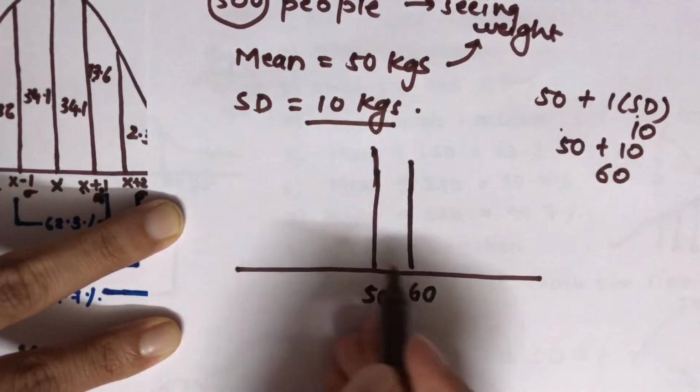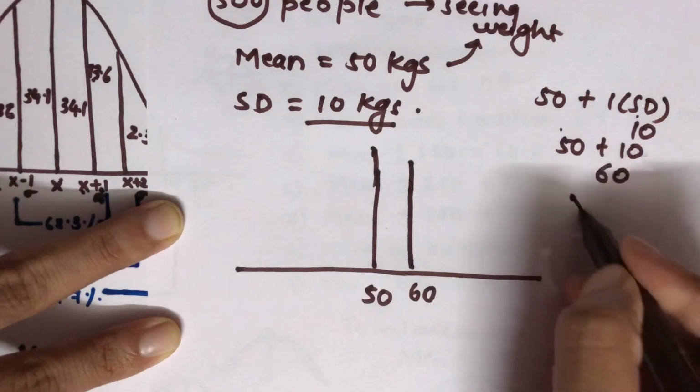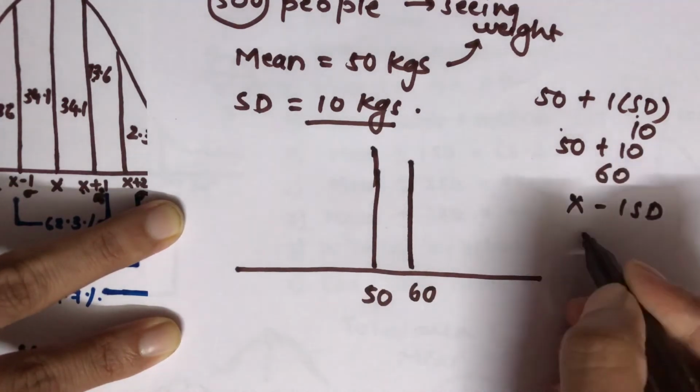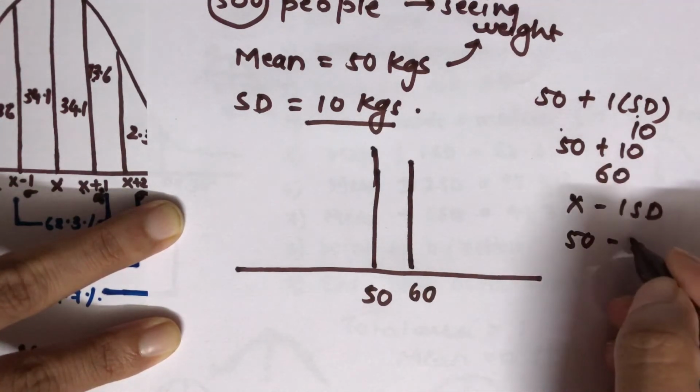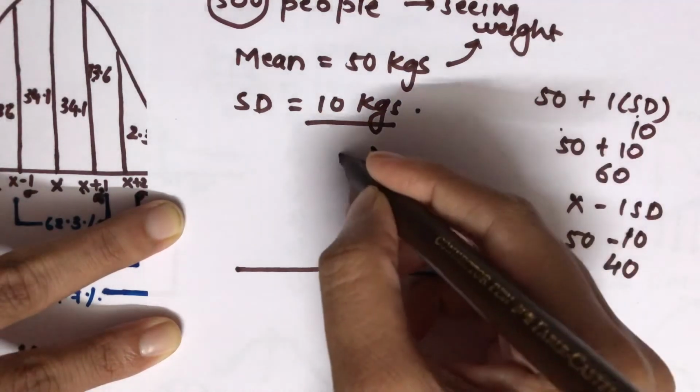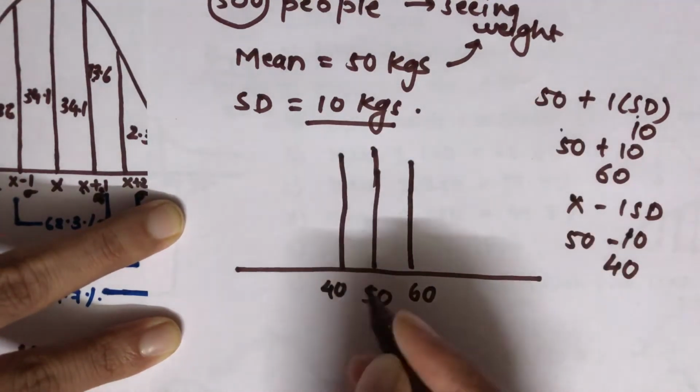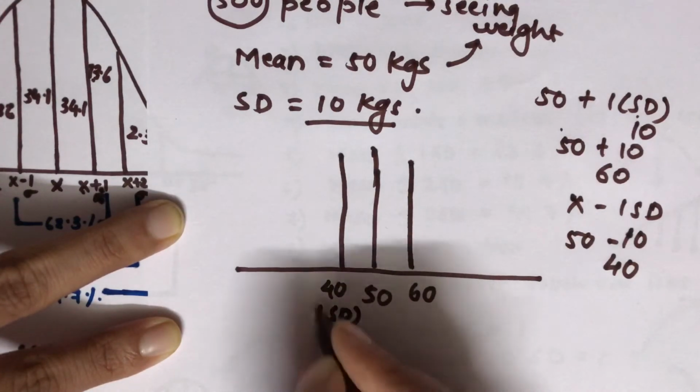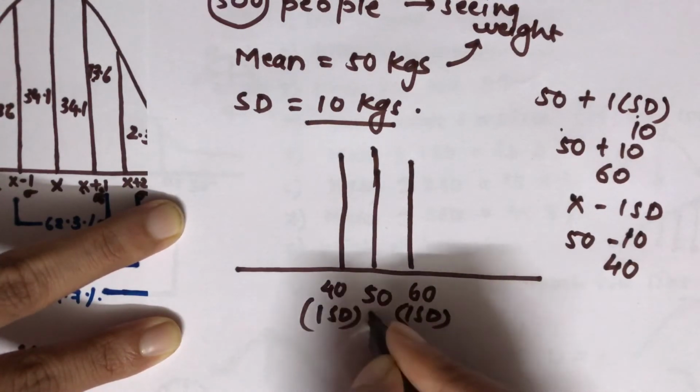Now on this left side, you have seen it is x minus 1 SD. So x is your 50 minus 1 SD, and SD is 10, so it is 40. So this is the line adjacent to it. Now this is your 1 SD, and this is your mean.